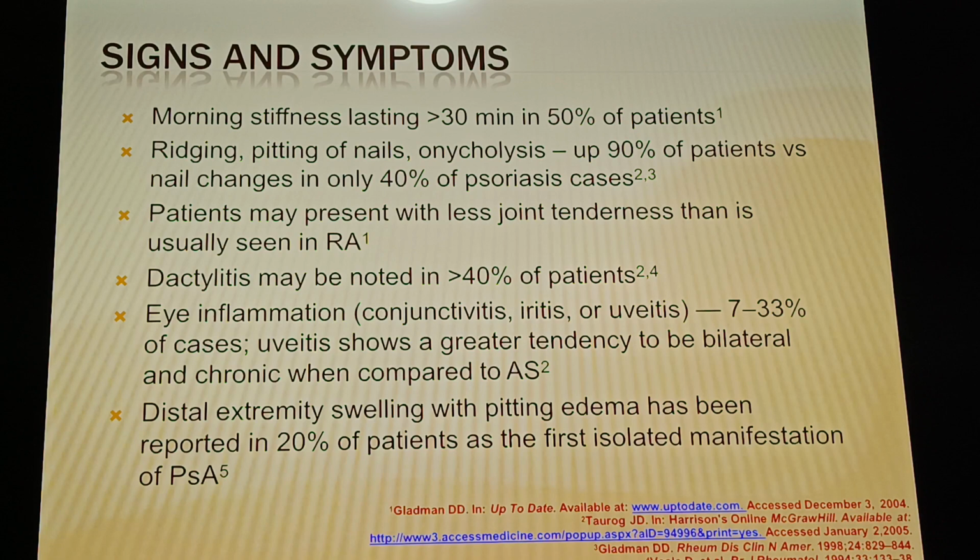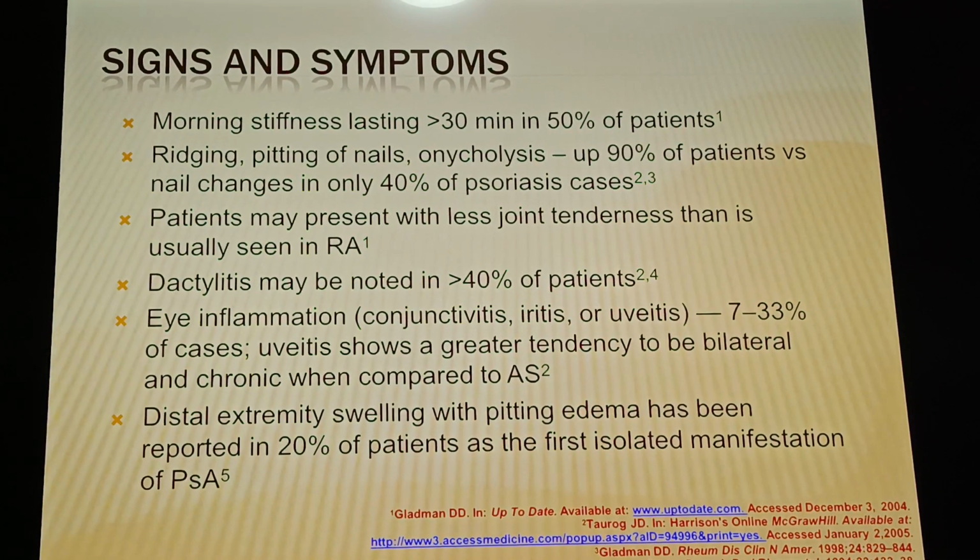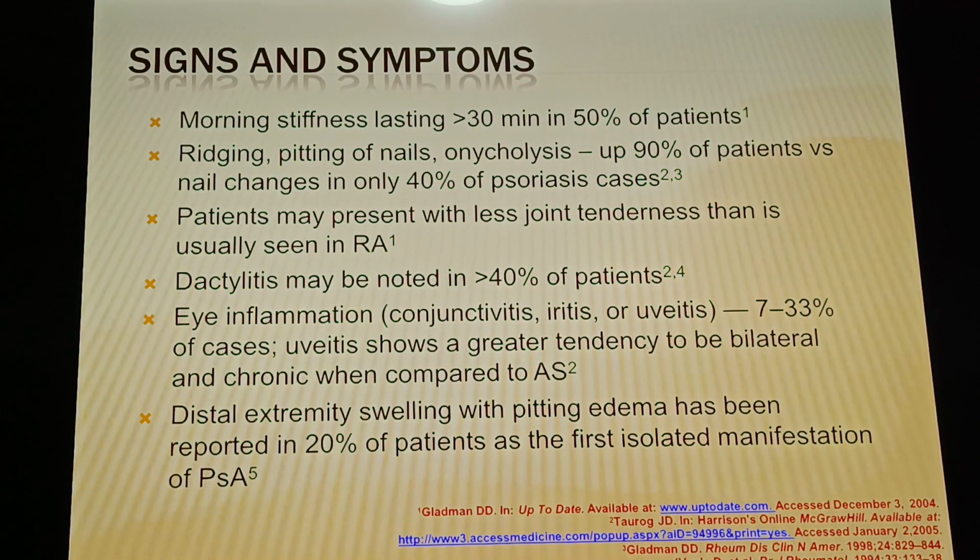Eye involvement is very common in autoimmune diseases. Ankylosing spondylitis, very common. Psoriatic arthritis, about 7 to 33%. Rheumatoid arthritis, yes. Lupus, yes. Systemic sclerosis, yes. Mixed connective tissue disorders, yes. So eye involvement is very common. We have very good relations with our ophthalmology friends, and in the same way dermatology friends when dealing with psoriatic arthritis. Uveitis shows a greater tendency to be bilateral and chronic when compared to ankylosing spondylitis.